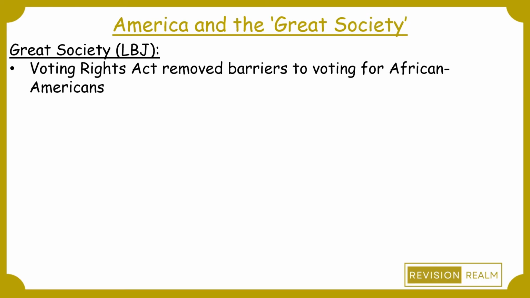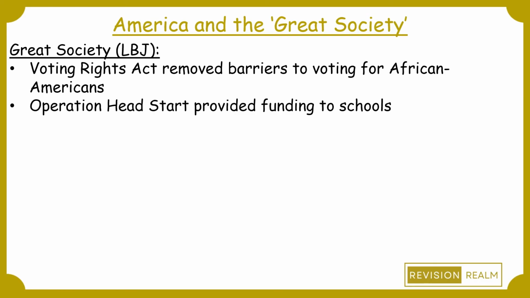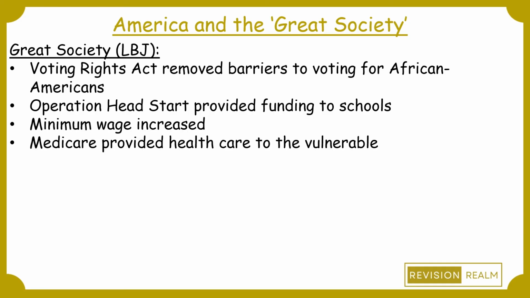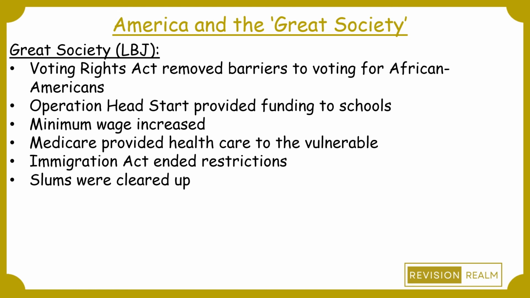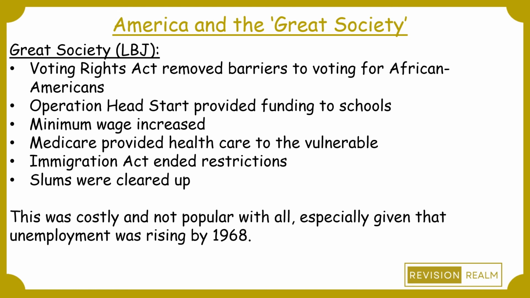The Great Society program had a variety of measures, including Operation Head Start, giving money to schools, increasing the minimum wage, finally creating Medicare, which provided health care to the vulnerable, creating the Immigration Act to end restrictions for immigrants, clearing up slums, and much more. There were of course many benefits to this program, but many thought he had spent way too much on it, and by 1968, unemployment was rising again. He had also supported the Vietnam War, which made him unpopular with many.